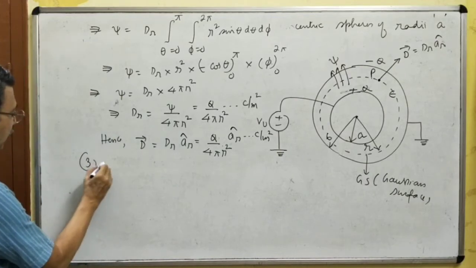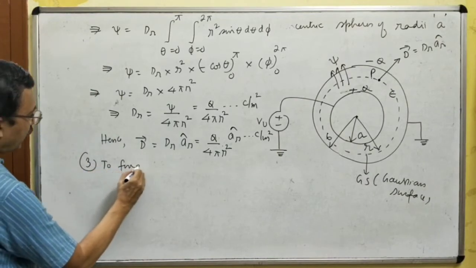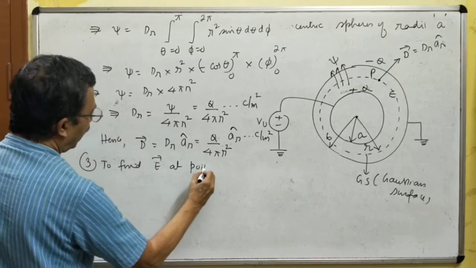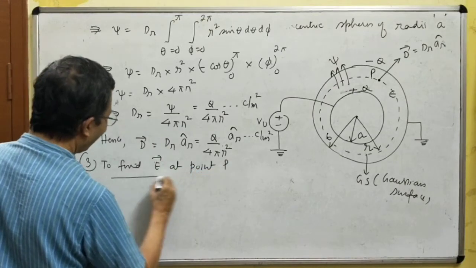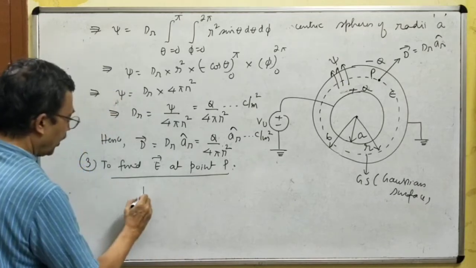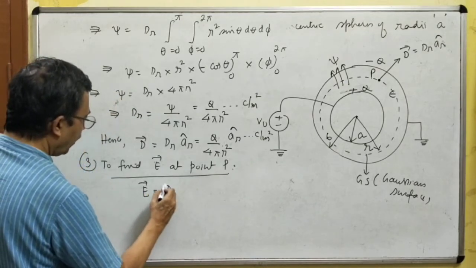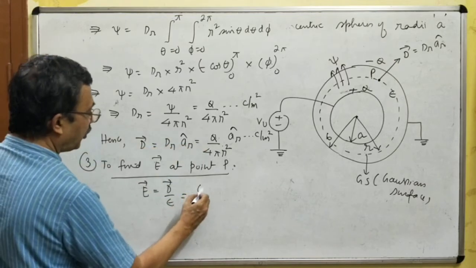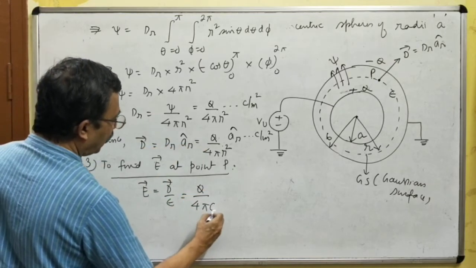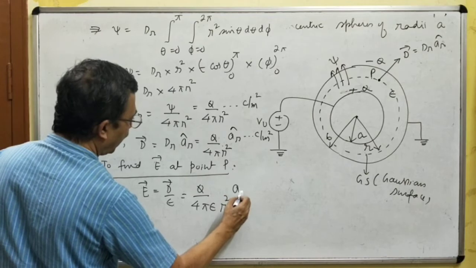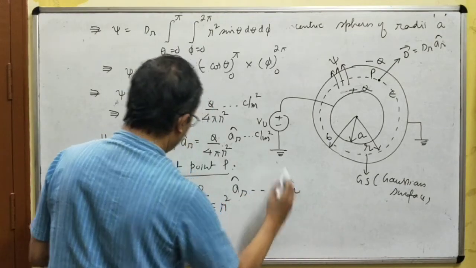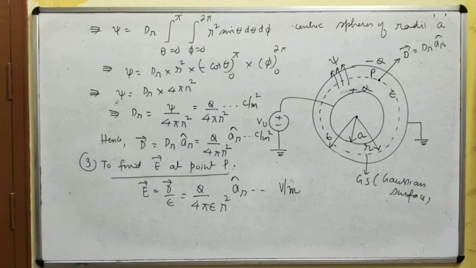Third step, to find vector E at point P. Vector E is equal to vector D by epsilon. This is the expression for vector D. Substitute. You get Q by 4 pi epsilon r square into a_r cap, so many volts per meter. This is the expression for vector E.